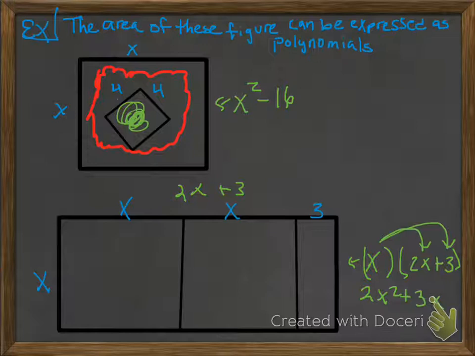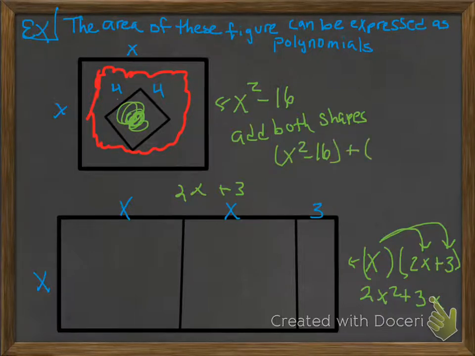So now I want to find out these areas together. What if I wanted to add both shapes together? Well, adding both shapes together, I would do x squared minus 16 plus 2x squared plus 3x.